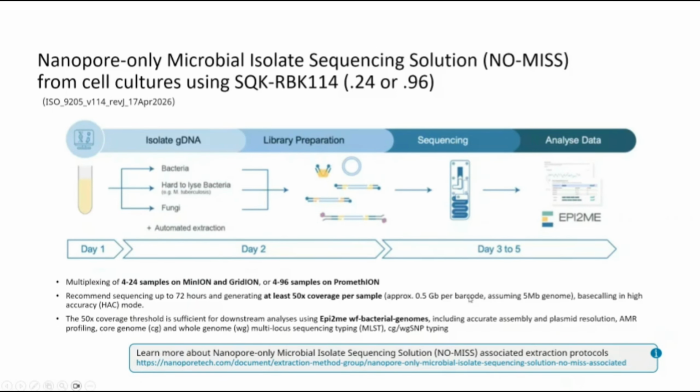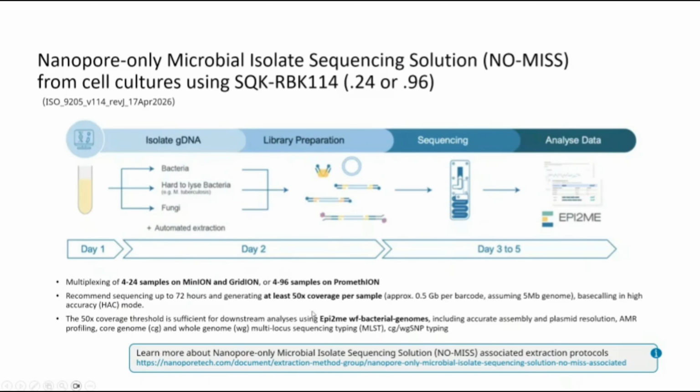Once the flow cell is loaded and the sequencing starts, we can expect to see data by the end of the day. To get sufficient data, normally we can let the sequencing keep running for up to 72 hours.